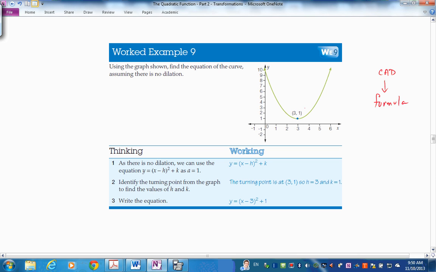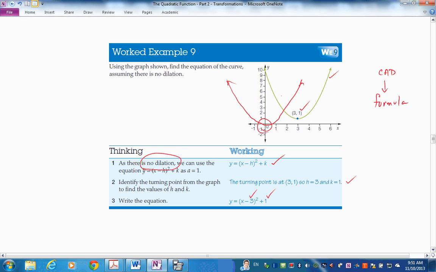We can actually find it because we want a vertex at (3, 1), so we know the form for the function. It was at (0, 0), y equals x squared, moved across 3 and up 1, so it's going to be y equals (x minus 3) squared plus 1, based on the turning point. And we're going to say there is no dilation. We actually haven't checked that. No dilation. We're saying that this is exactly the same shape as x squared was. No dilation there.